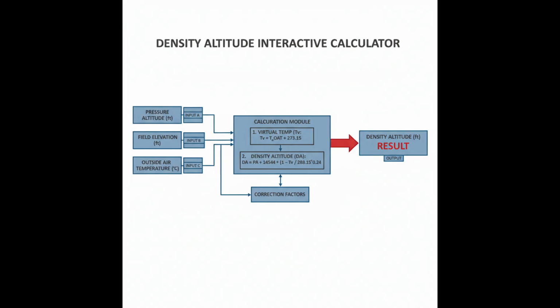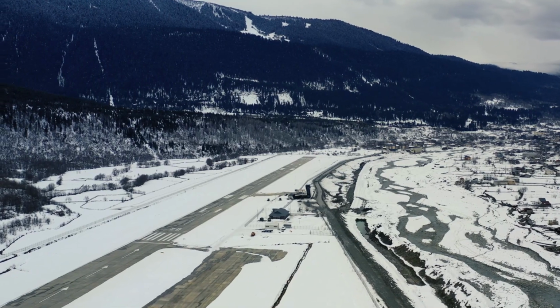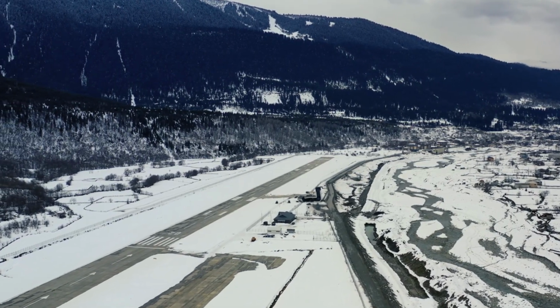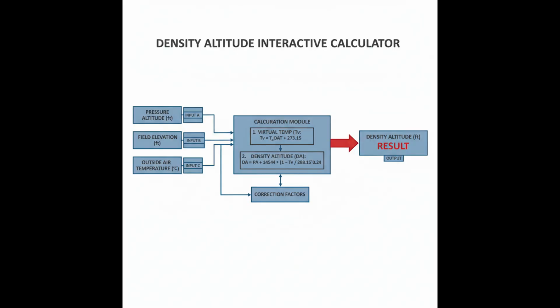With this mode selected, you'll see 2 input fields appear. The first is pressure altitude in feet, and the second is temperature in degrees Celsius. Let me walk you through a realistic example. I'll enter 5,000 feet for the pressure altitude field. This might represent a mountain airport or test facility elevation. For temperature, I'll input 30 degrees Celsius, representing a hot summer day.